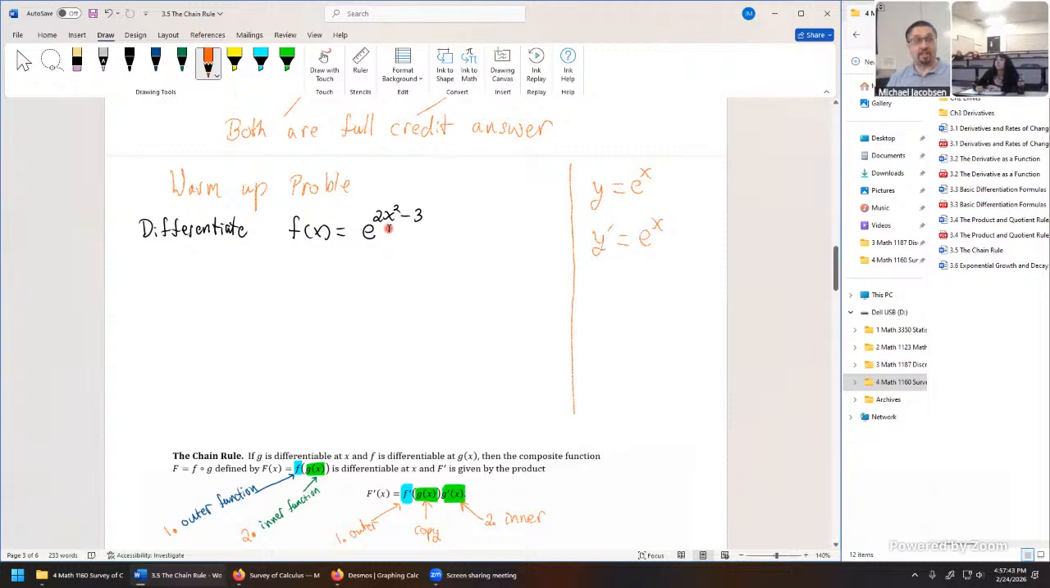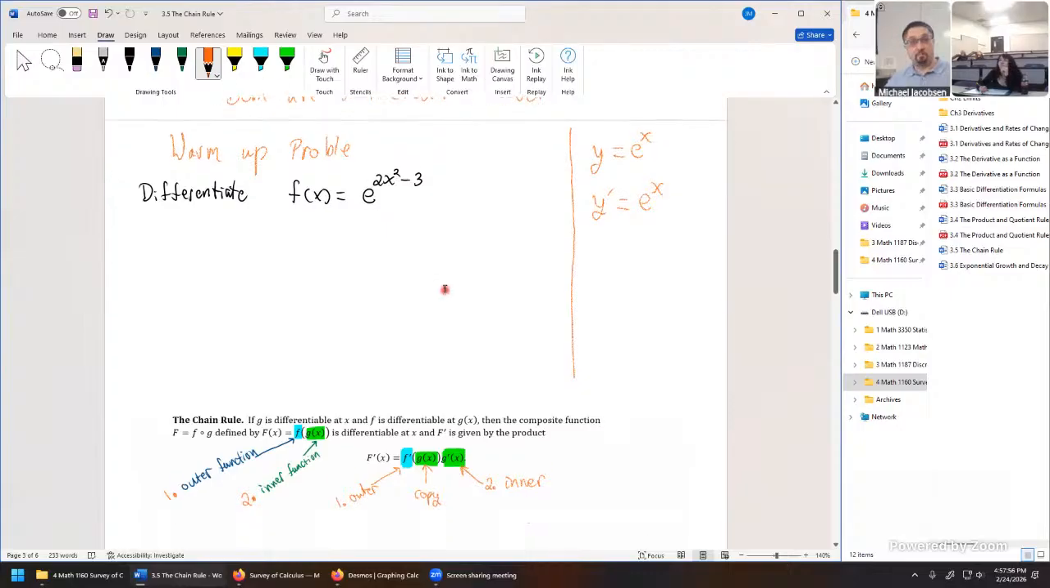But that's not the story this time because the input function is 2x squared minus 3. The input is not just a variable x. It's an entire function of x. So let's write out what the organization should be for the chain rule this time. The function that we consider to be inner is the 2x squared minus 3, the function that replaces the x on the e to the x function.